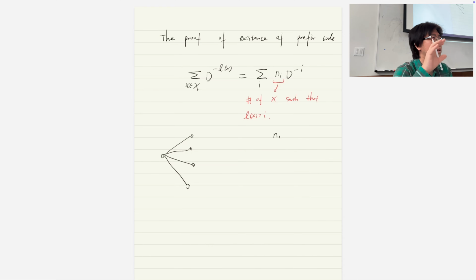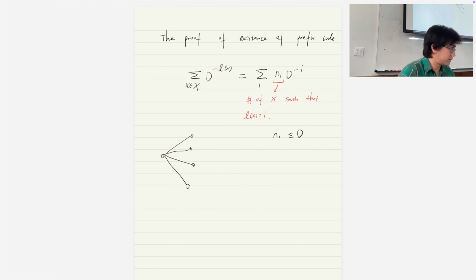So what is the maximum number of length 1 codes you can construct? D. Yeah, D, right? Because it's a D-ary code, right? But the length is 1, and the total number is D. For example, if D is 2, then the length 1 codes you can construct are 2, 0 and 1. If D is 3, it's 0, 1, 2, so you can construct 3. Is that clear? Okay, great.